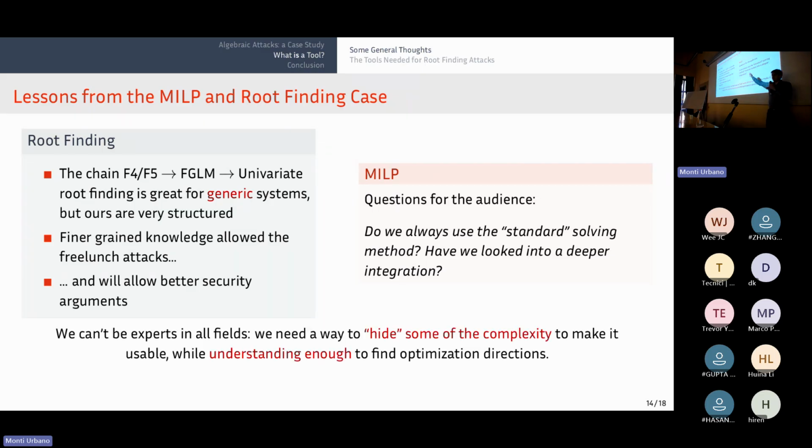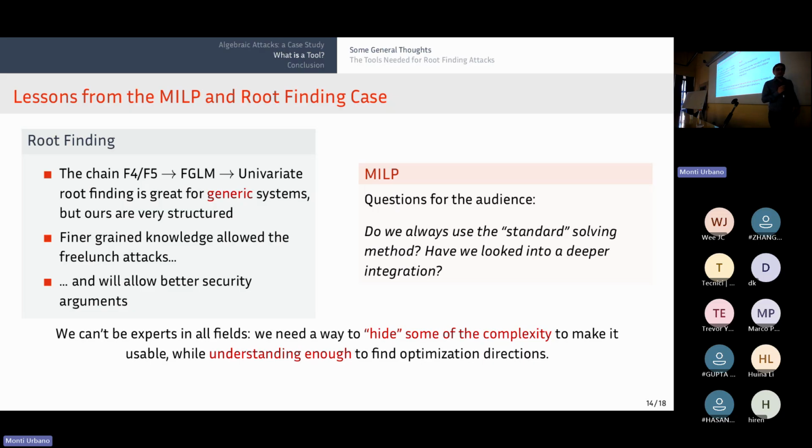Because yeah, that's what happened in the root finding case. We had a deeper look at how they work, and we came up with our own that works best for our case. But still, as much as we would like it to be the case, we can't be experts in all fields. We do symmetric crypto. It's hard enough on its own. We can't also be experts at MILP, and experts at multivariate root finding, and experts at graph theory, and experts at whatever else we need.